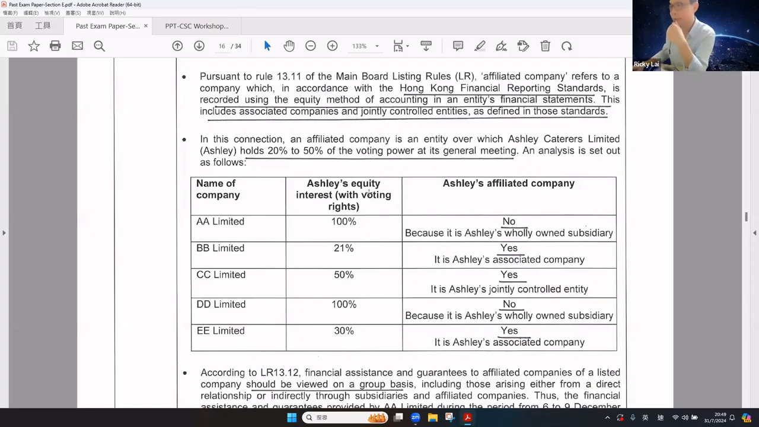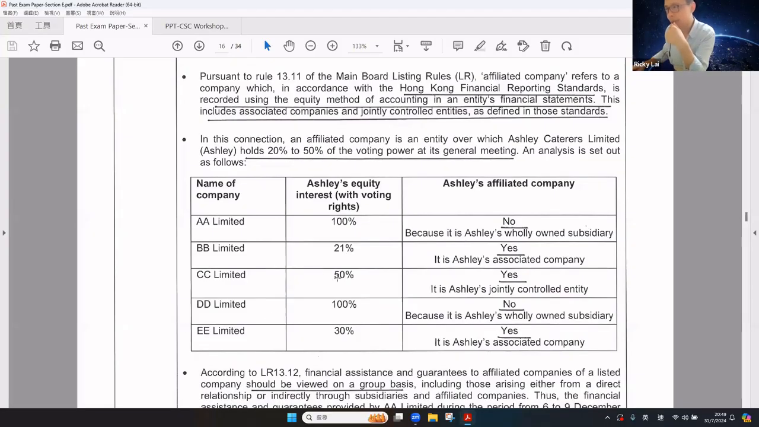First of all, how about A? The answer is no, because A is a wholly owned subsidiary of the listed company. How about B? That is 31%. That is within 20% to 50%. We can say B is the associate company of the listed company.